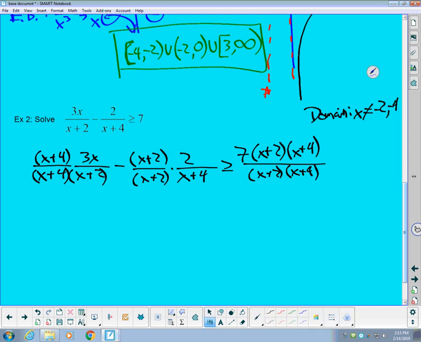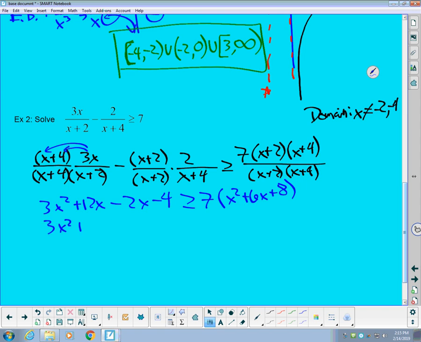So distributing up here, we get a 3x squared plus 12x. We're going to get a minus 2x, and that minus is also going to hit the 4 on there, greater than or equal to 7 times x squared plus 6x plus 8. Combining everything together then, I'll rewrite here a little bit. 3x squared plus 12x, 3x squared plus 10x, I can simplify that part. Minus 4 is greater than or equal to 7x squared plus 42x plus 56.